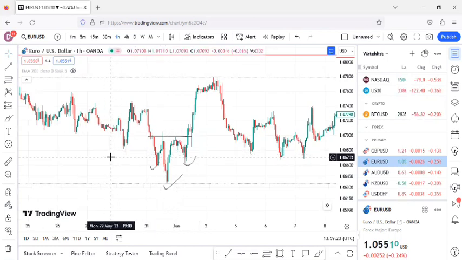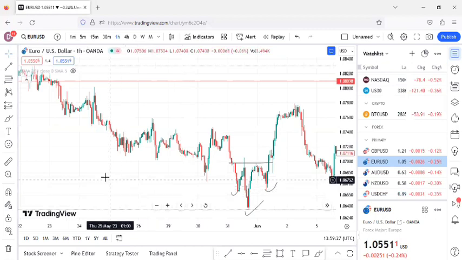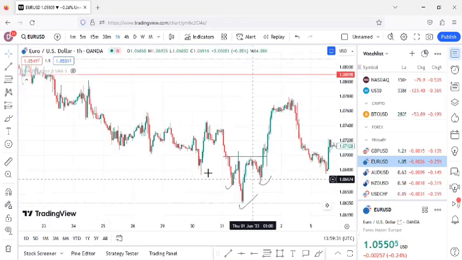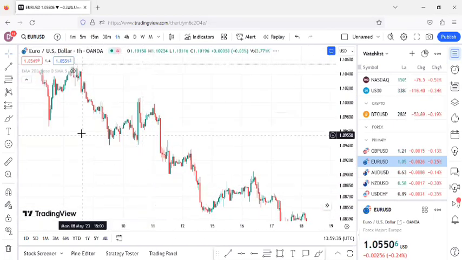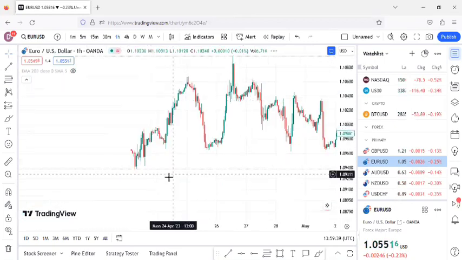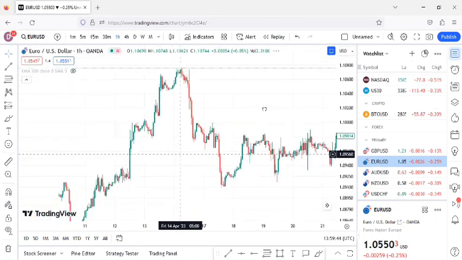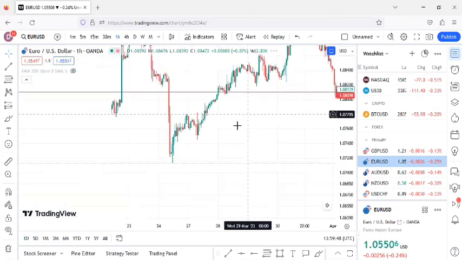I believe you still remember while I was doing my explanation concerning this. So you can watch the video again, that this is inverse head and shoulder. To get my explanation, you can watch the video again. So I'm looking for another one. We have seen double top, we have seen inverse head and shoulder.